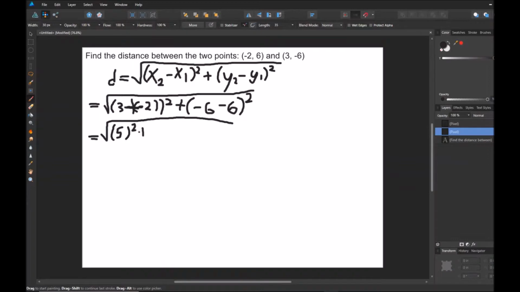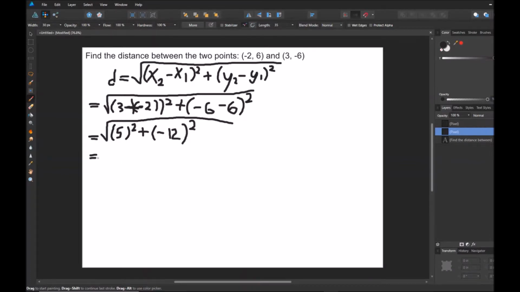5 squared plus -6 minus 6 is the same thing as -12 squared. And this is what I was saying earlier, where you should evaluate the number being raised to the exponent. You should evaluate that instead of just canceling the squared symbol out with the square root, because if we canceled these squared symbols out with a square root, then we would get 5 minus 12, which is -7, and your distance can't be negative. So we have to evaluate the 5 squared and the negative 12 squared, and then add those together.